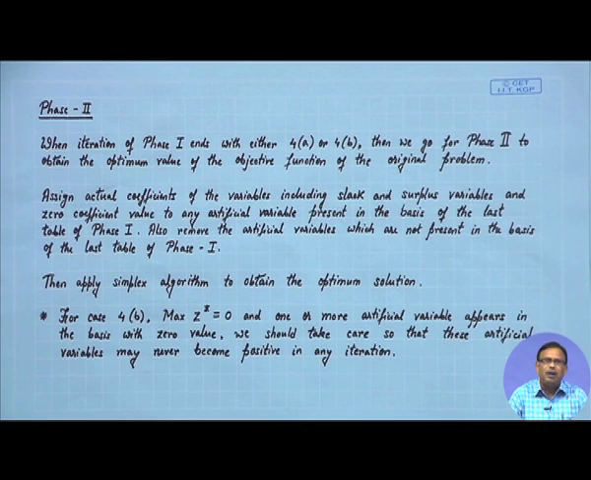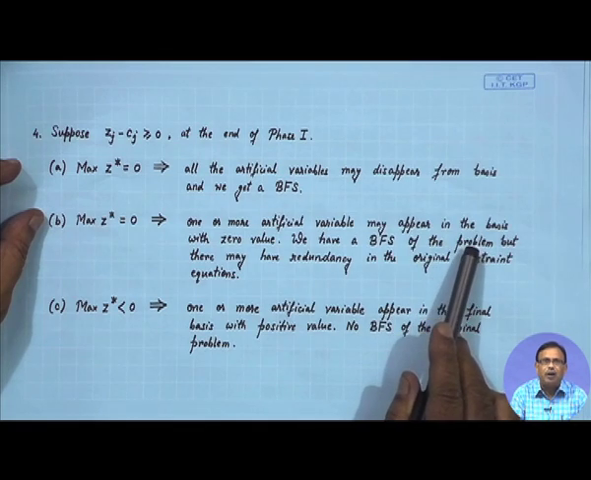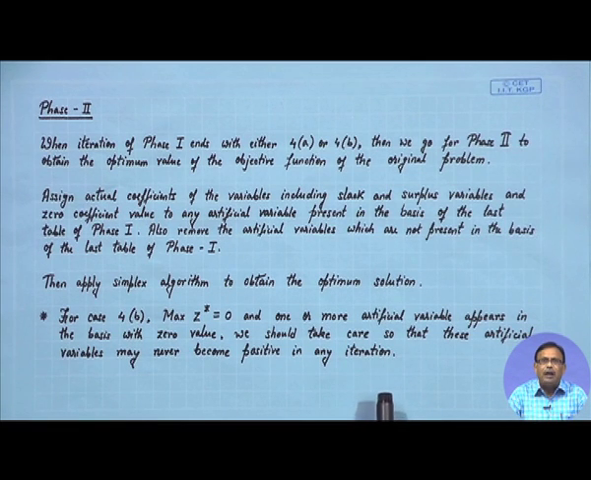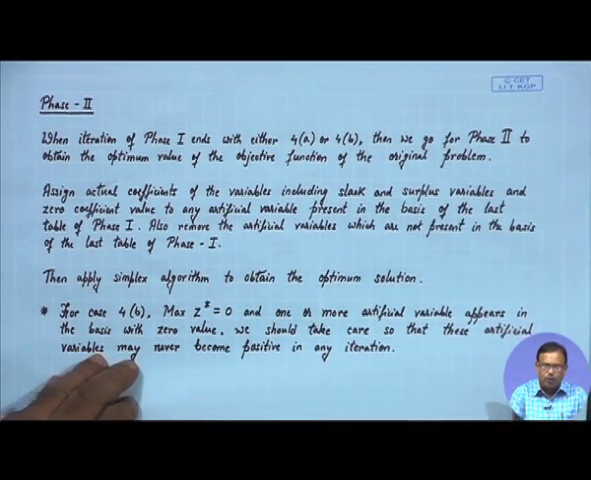In case of 4B, one or more artificial variables may appear in the basis with 0 values. In that case, we should take care that these artificial variables never become positive in any iteration, or in other words, their values should always remain 0. They should not take any positive value, and we should take care of that.